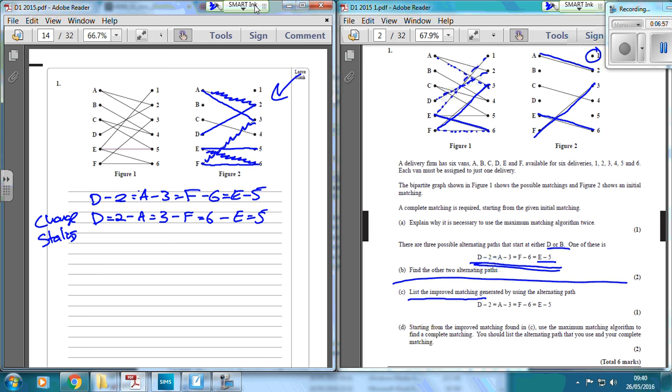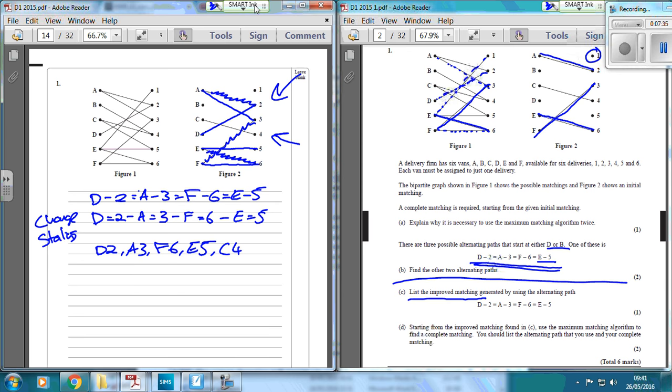Now it's an easy mark to miss this one, so when we list a complete matching, we can say D2, A3, F6 and E5, but that's not our improved matching, because what we haven't done is we haven't listed C4 here. So just because we didn't change anything to do with C4, it's still an initial matching, so we have to write down C4 as well. That's quite an easy mark to lose, just be careful with that. So that's our part C.